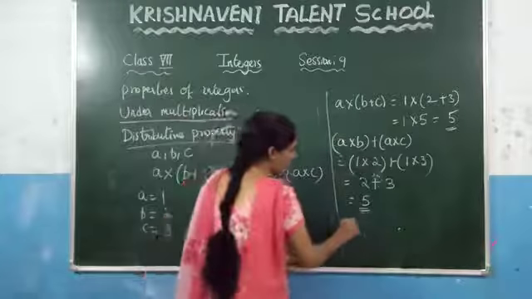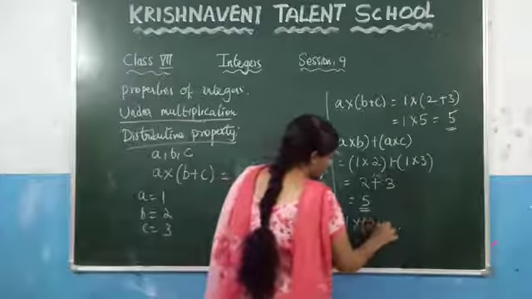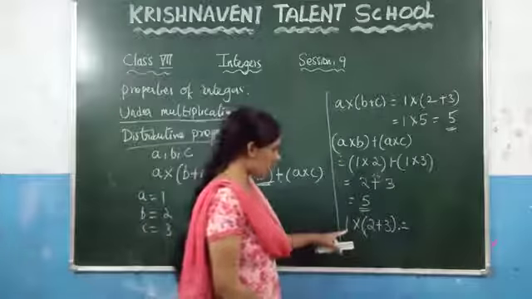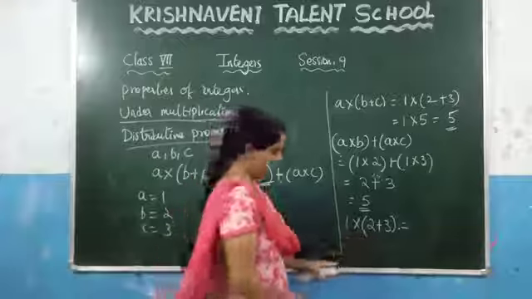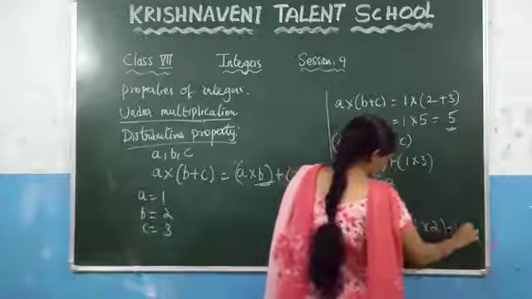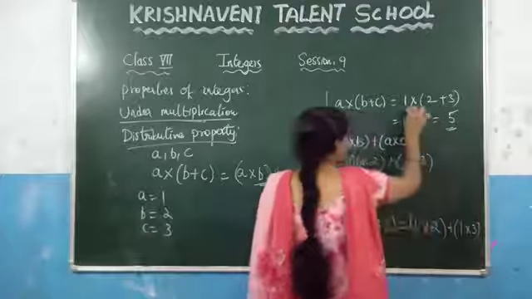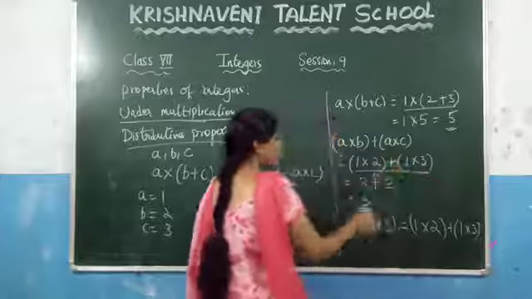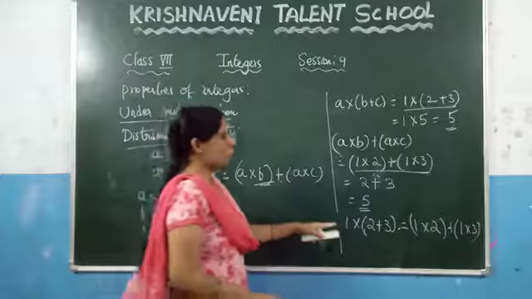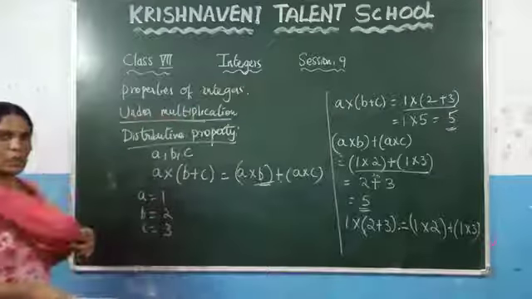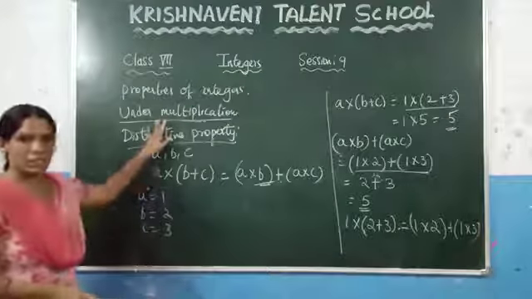We can write 1 into (2 plus 3). According to the distributive property, we can distribute this 1 to both these numbers. From this you can write 1 into 2 plus 1 into 3. The same thing we have done here. 1 into (2 plus 3) is equal to 1 into 2 plus 1 into 3. At last, we got the same result. This property we call the distributive property of multiplication over addition.